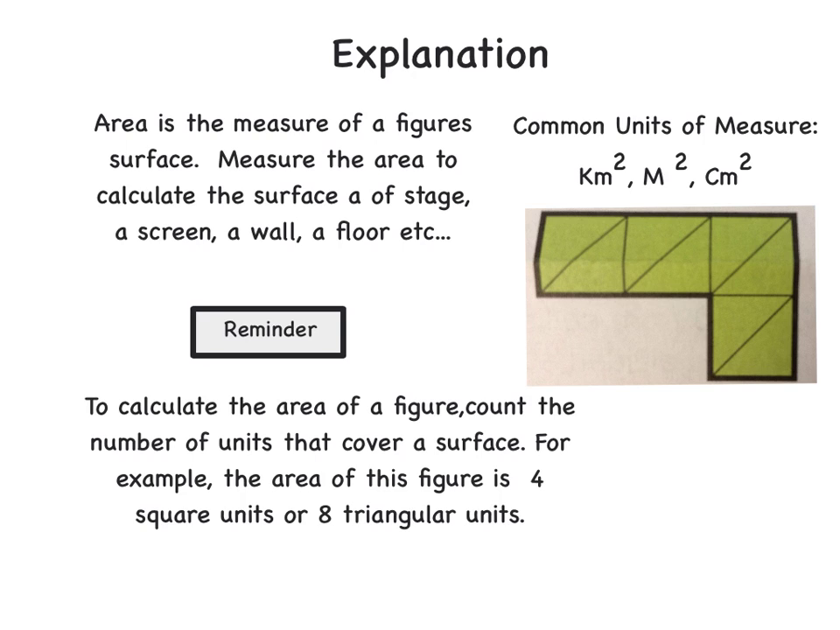Reminder. To calculate the area of a figure, count the number of units that cover a surface. For example, the area of this figure is 4 square units or 8 triangular units. What they mean by this is, let's say you take away these little lines in the middle of each square. If you take them away, you'll be left with 1, 2, 3, 4 squares altogether. But if you take it back, you see that there are triangles within it. So there are 8 triangles in all, but if you put 2 triangles together, it creates a square. So 4 square units and 8 triangular units.